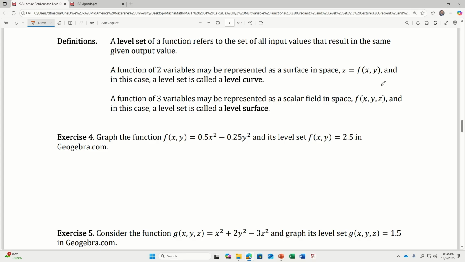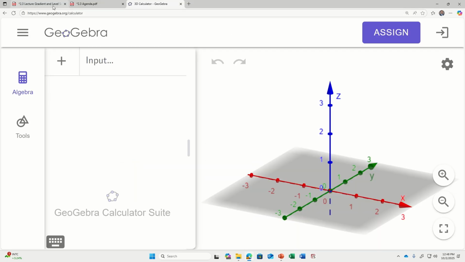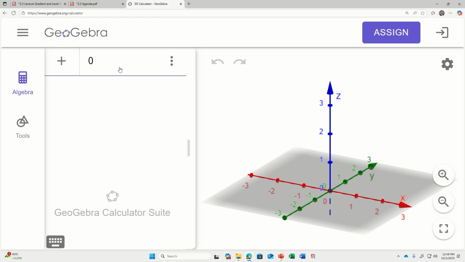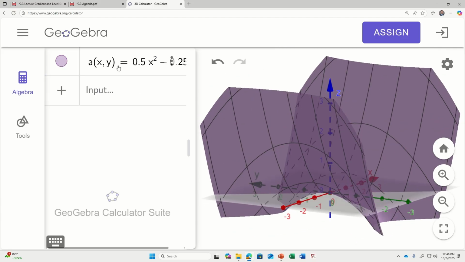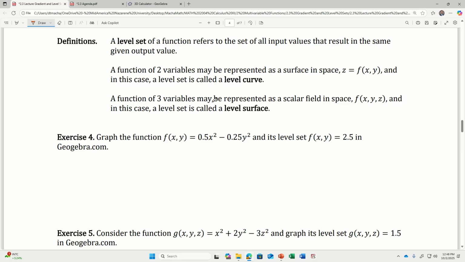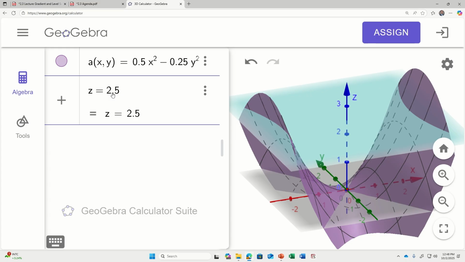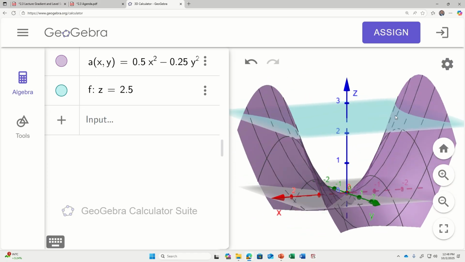Let me show you an example. We'll try GeoGebra. Let's try 0.5 x squared minus 0.25 y squared. See if that does anything. Okay, so I get this nice surface where z is a function of x and y. And in GeoGebra, if I want the level set where z is equal to 2.5, I'm going to type in z equals 2.5. So you can see where this plane is slicing through my surface.